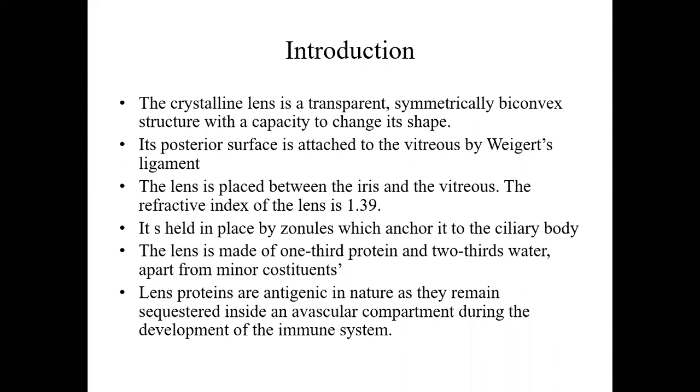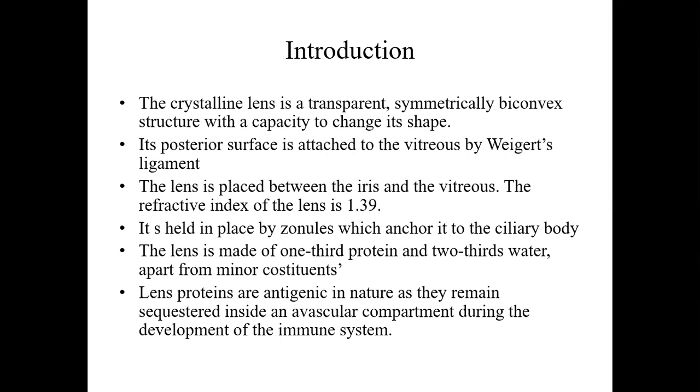If we talk of the refractive index of the lens, that means the power that the lens has to focus the light. As the light comes through the cornea, the power that the lens has to focus it to the retina is what we call the refractive index. So the refractive index of the lens is 1.39.